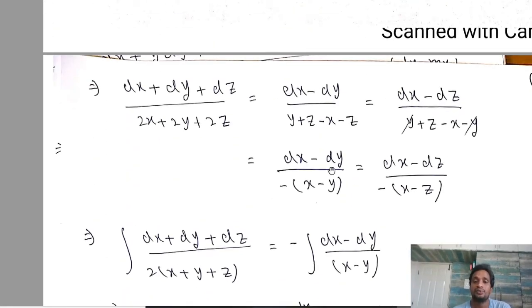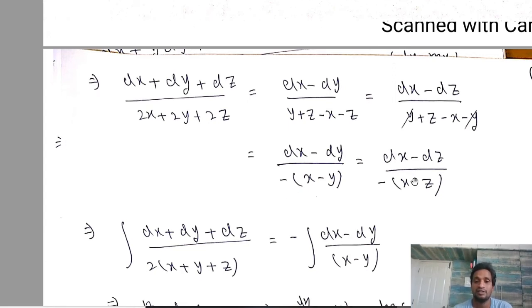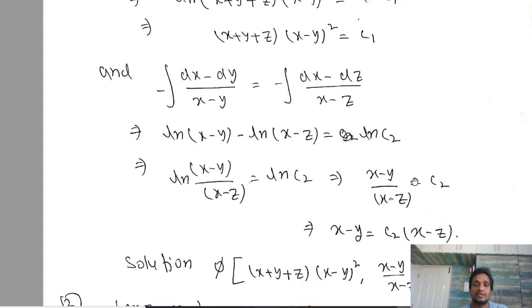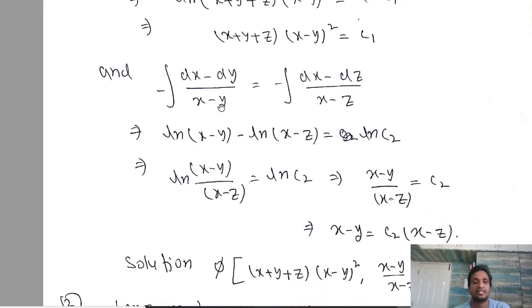Next, you take these two terms, that means the first one, second one and third one, and integrate both sides. So integrate dx minus dy by x minus y, and integrate dx minus dz by x minus z. The minus signs on both sides get cancelled, and it is also the same form, dt by t. If I assume x minus y as t, in the numerator we have dt. So ln of x minus y, if I bring this one to the left side, ln of x minus z, is equal to ln of c2.